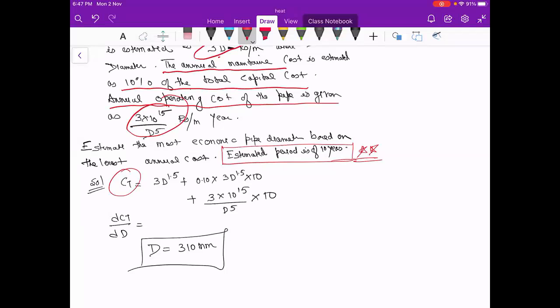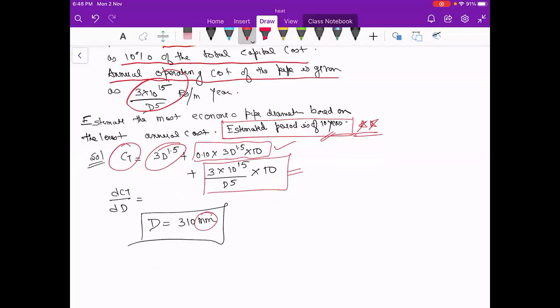So what is total cost? This is the fixed. This much amount of money we want, and the rate of this is an annual maintenance charge, so it is for a period of 10 years. So this much of total money we want, and this is the operating cost. So for 10 years this is the operating cost. Units can be meter, leave it that part. After differentiating you will get 310.